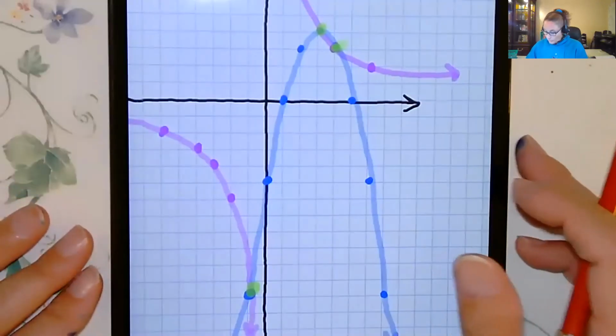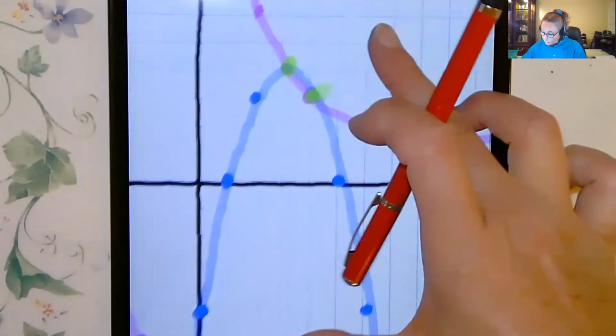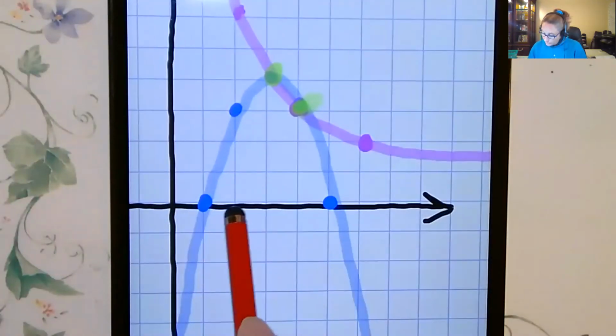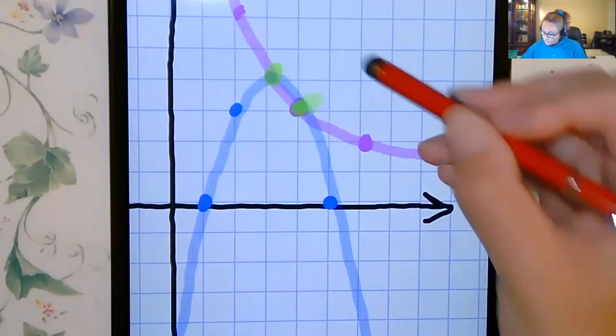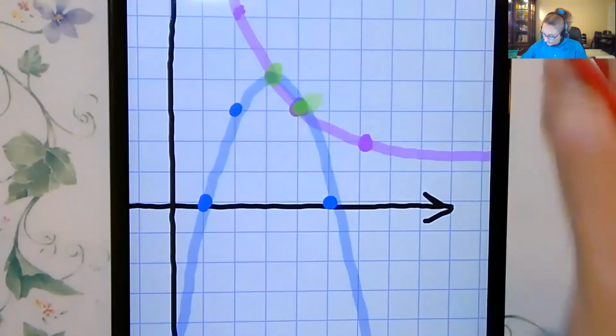So if this was a system, we would actually need the points. So 1 would be 3 comma 4. Let me get a different color here.